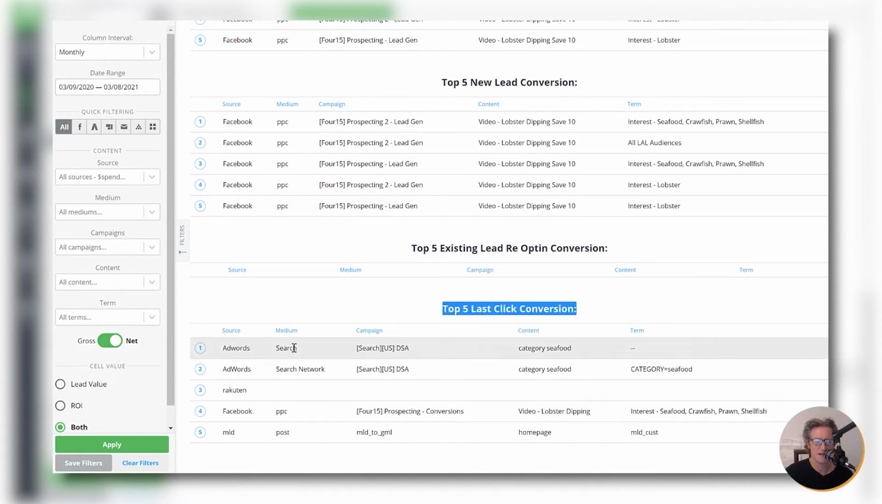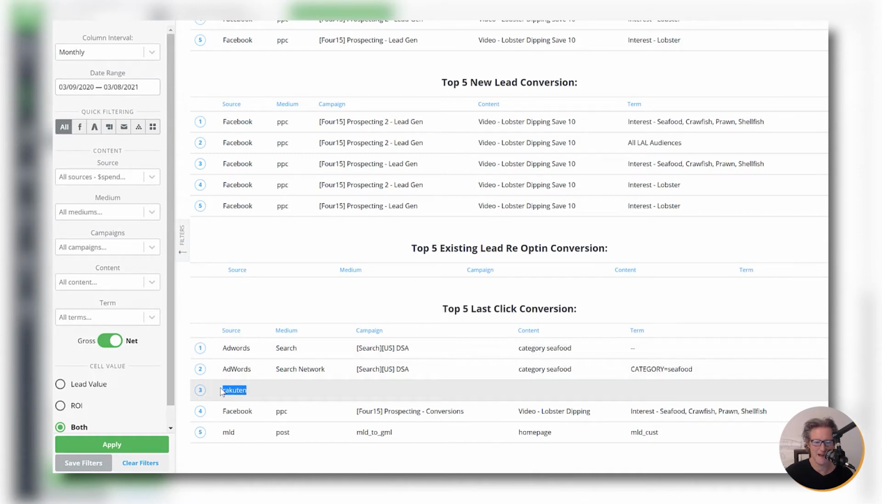In which case, AdWords category seafood, killing it. Rakuten app, I've seen those ads. They're kind of lame, but you know what? They work for this advertiser. So who cares how lame they are? And then Facebook is doing all right.